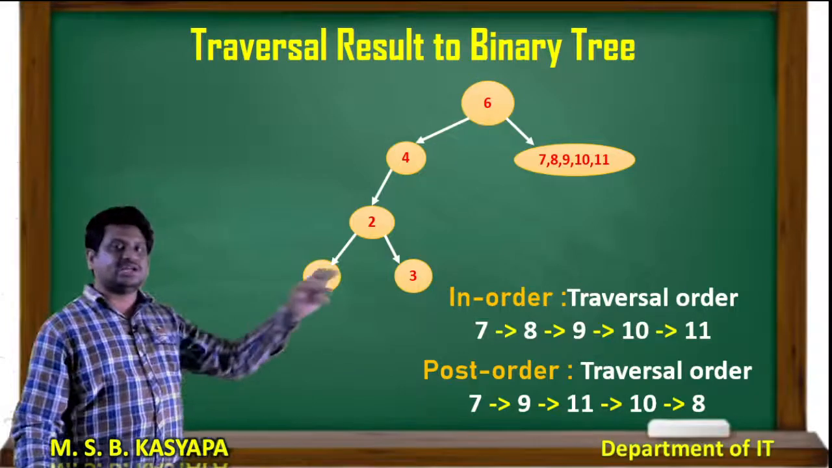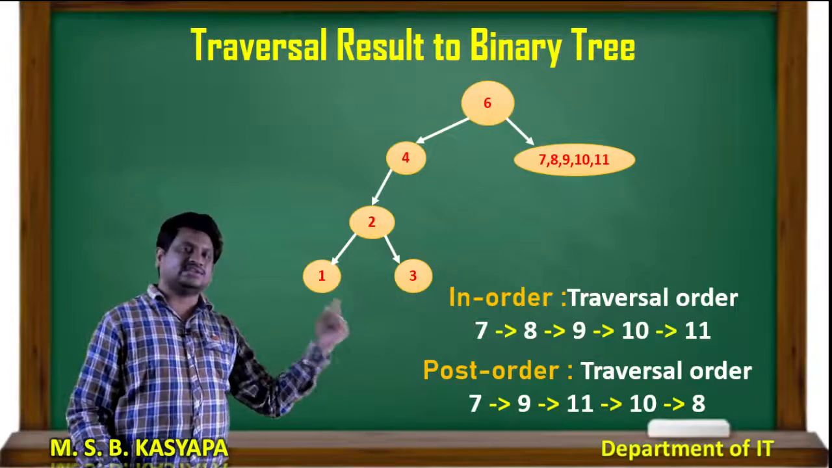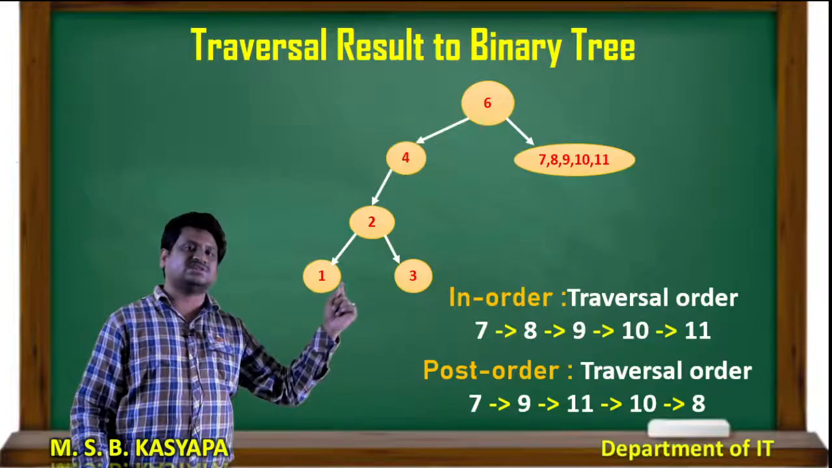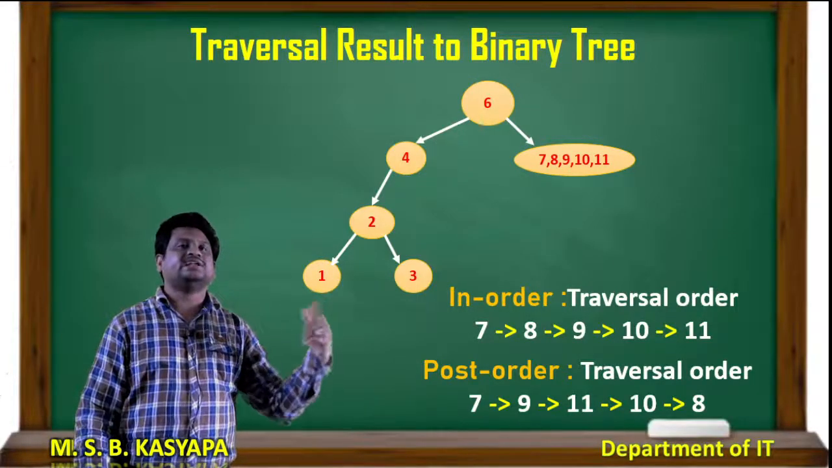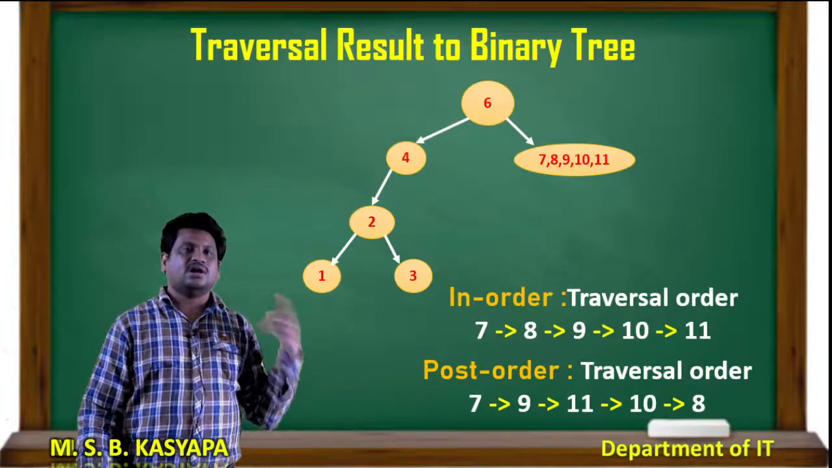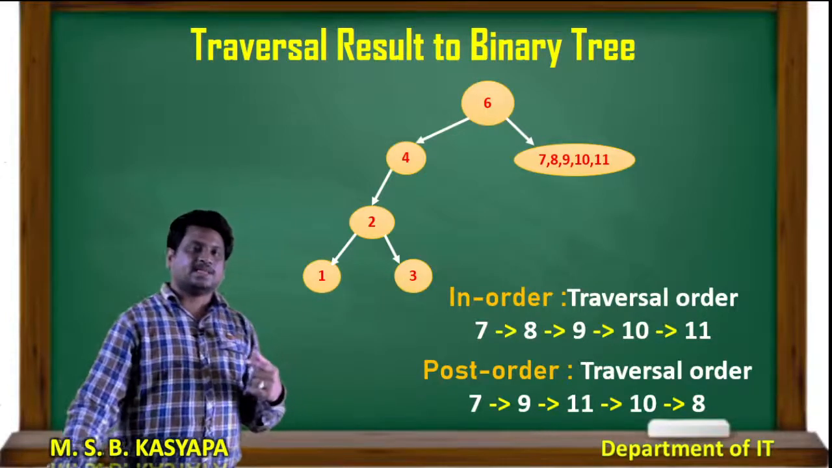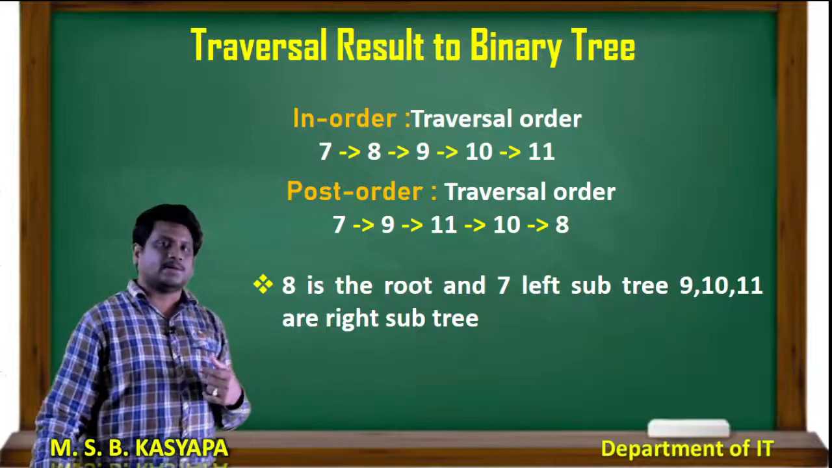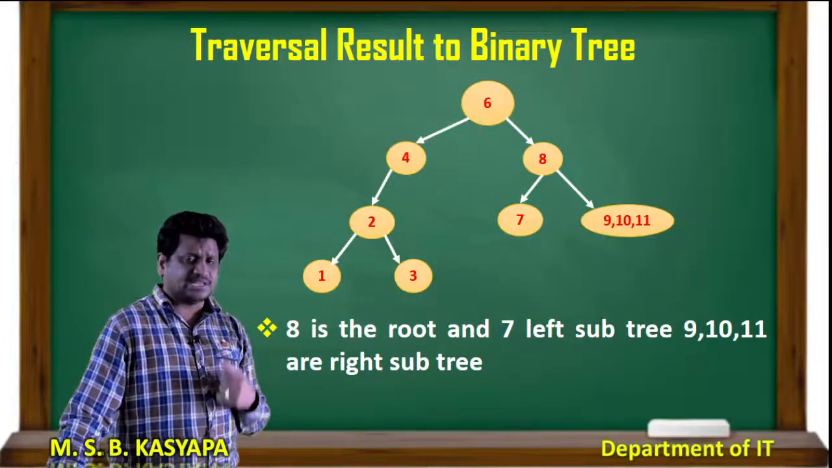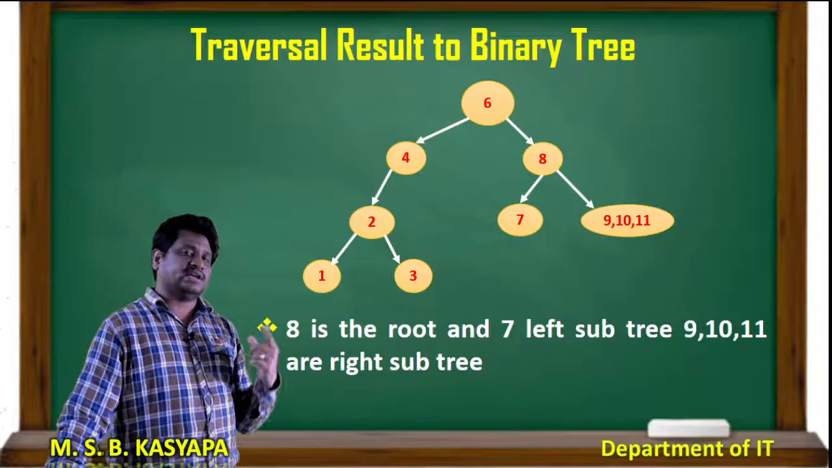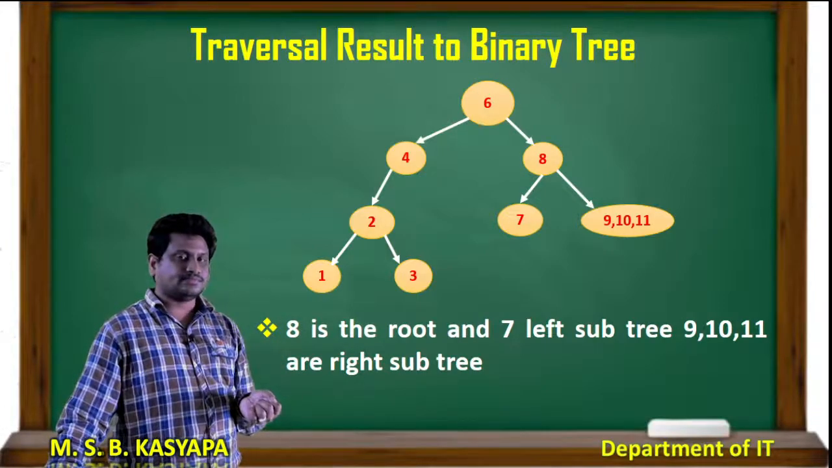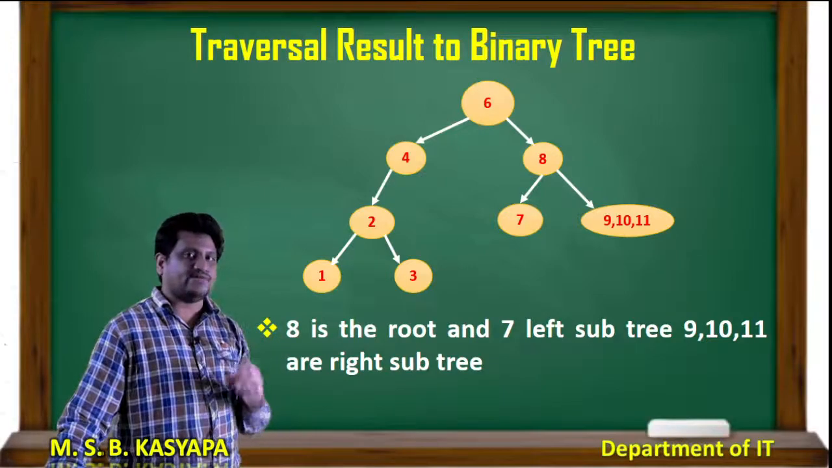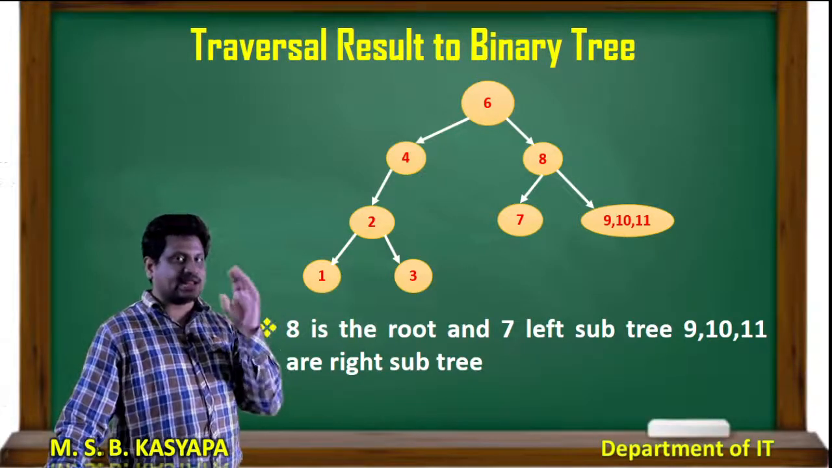If you check the in order, on the left side of 8 only 7 is available. So 7 is the only left child for 8, and the remaining 3 members, 9, 10, 11, are the right child for 8. Now the subtree is like this: 8 with 7 on the left side and 9, 10, 11 on the right side. Here also I have a group of values, 9, 10, 11.